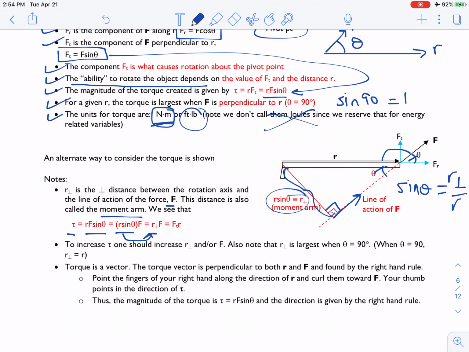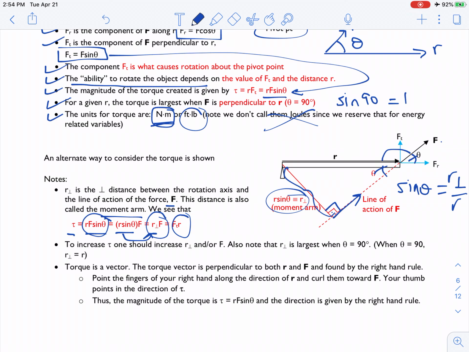So the torque can be written in terms of RF sine theta or R perpendicular times F. So you're not changing F, you're changing the perpendicular component of R. Or you keep R the same and take the perpendicular component of F, and it becomes F perpendicular times R. So you have a kind of 3 different ways. They are all the same, okay?